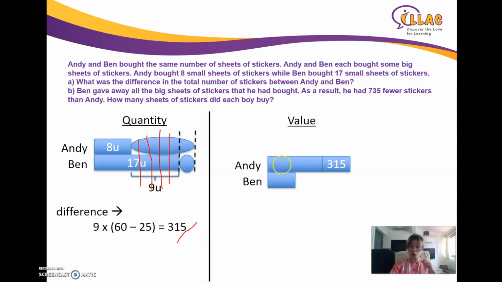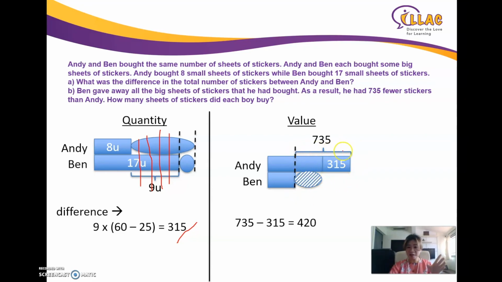Okay, so part B, Andy and Ben. You know that Andy has got 315 more than Ben. But what happened? Why did I draw Ben to be so short? Because Ben gave away some big sheets. Remember? He gave away some big sheets. So this is the big sheets that he had given away over here. In the end, Ben has 735 fewer than Andy. So where did this part go to? This part is the big sheets that Ben gave away. And as a result, Ben has 735 less than Andy.